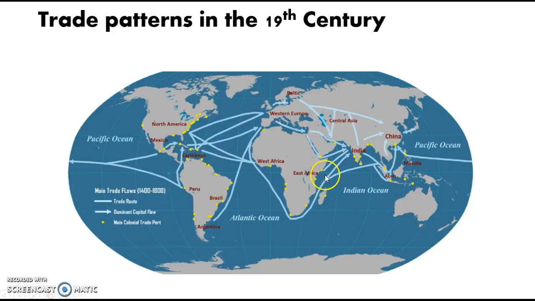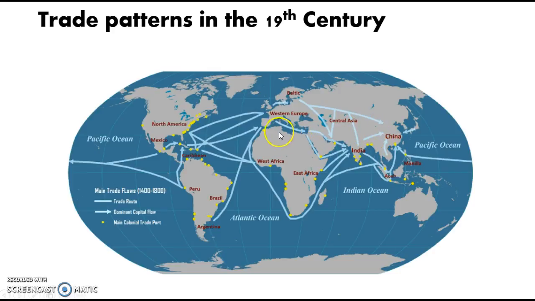Then these routes continued from east coast of Africa to Middle East and mainly also again to Asia, that is India. Then again we can see another trade pattern that was occurring from Europe through Central Asia, that is mainly Russia and other countries in that region, all the way to the main parts of Asia, that is China.